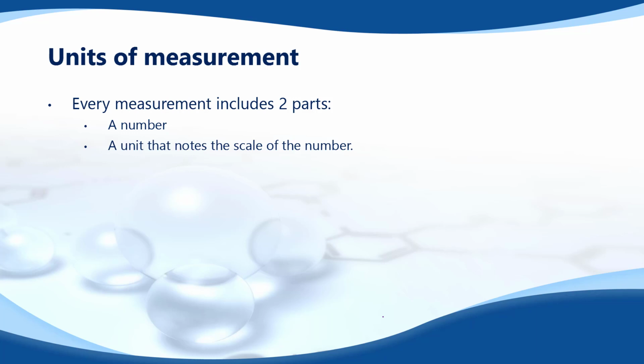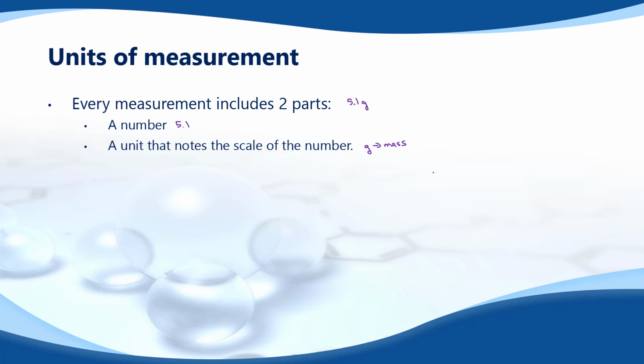Right? So if I measured something and it came out to 5.1 grams, 5.1 is my quantity, and grams is my unit, which gives me the scale of what I'm measuring. So it's saying that I'm measuring mass, and then I have 5.1 of those units.